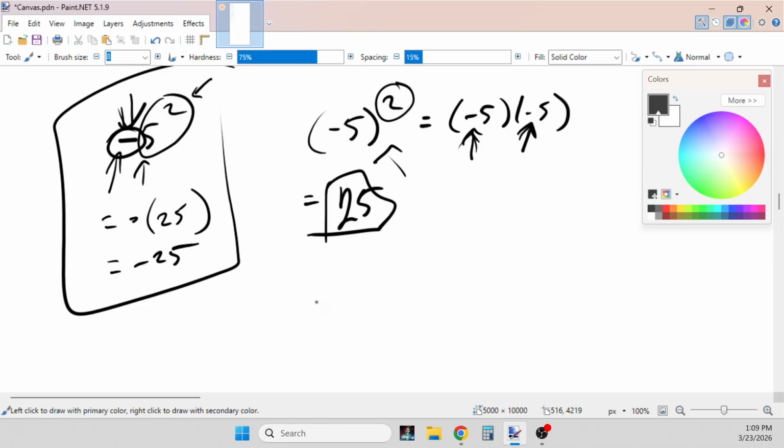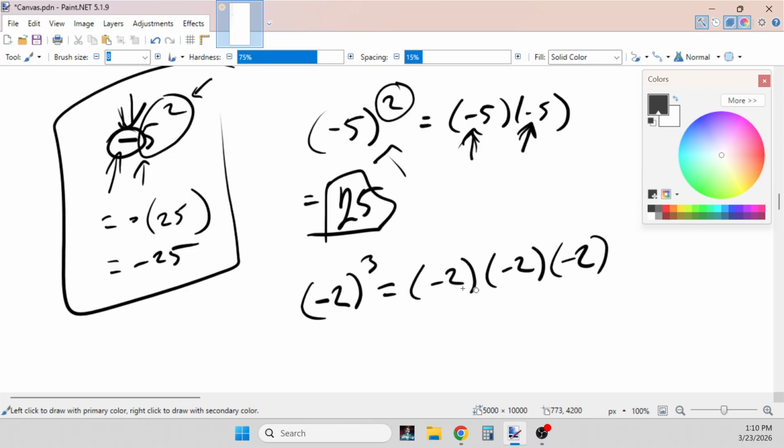If we have something bigger, like this, we have -2, -2, and -2. The negatives pair up and cancel. 2 times 2 is 4. But then we have a spare negative sign that makes the answer negative at the end.